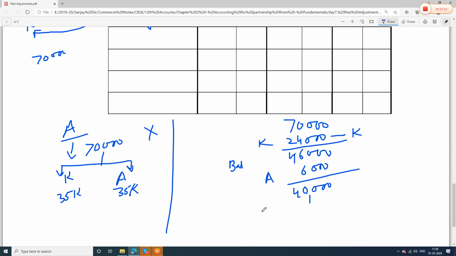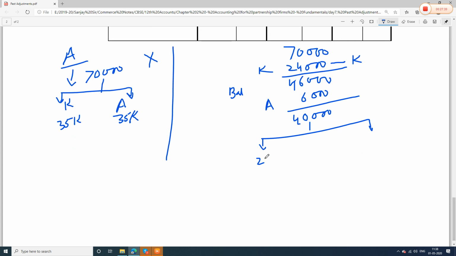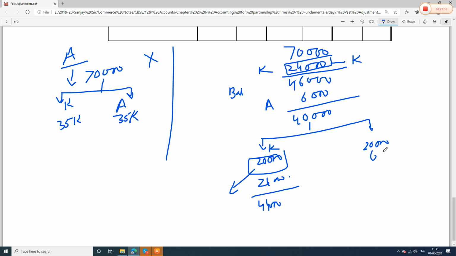And this 40,000 was to be paid to both of them equally. Means how much? 20,000 to Karan and 20,000 to Arjun. So how much did Karan get in total? This 20,000 plus 24,000, so Karan should have got 44,000. And Arjun how much? 20,000 and this 6,000. So Arjun was supposed to get only 26,000 rupees. So Karan got how much? Karan got only 35,000.